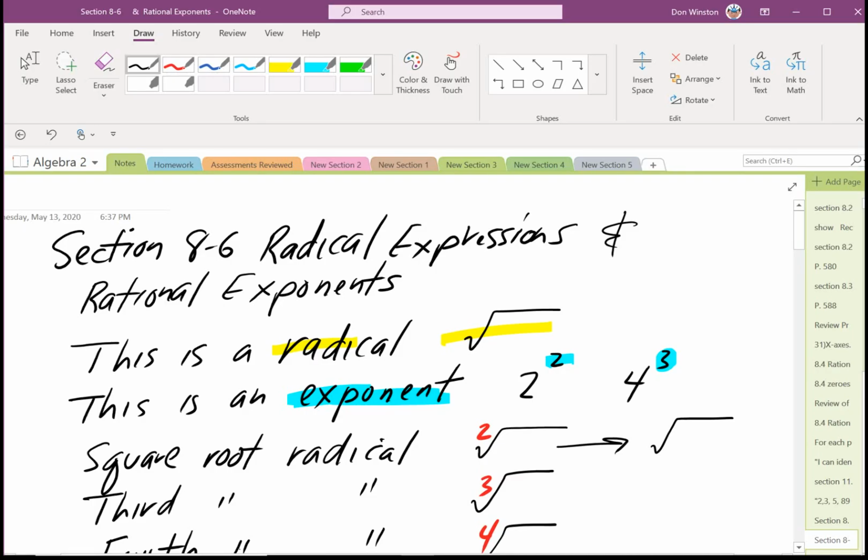Okay, good morning everyone. Today we'll be moving on to section 8.6. We're skipping a section. We may come back to it if we have time, but we want to get to section 8.6, radical expressions and rational exponents.